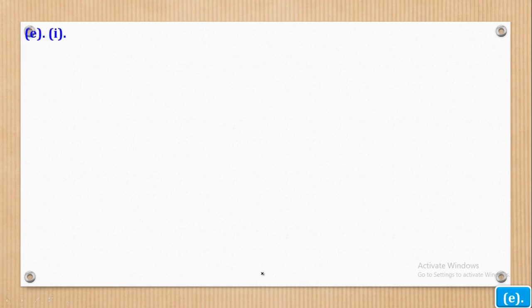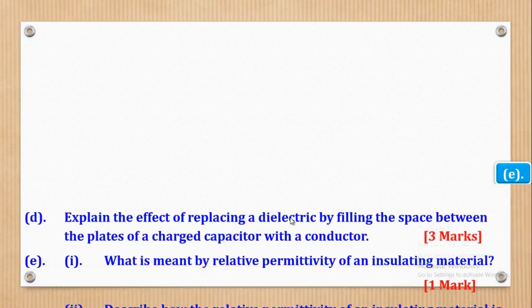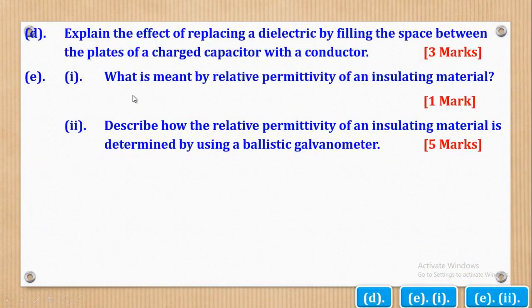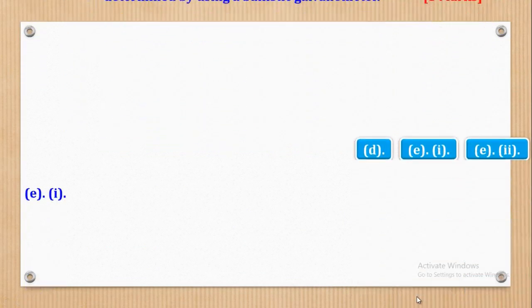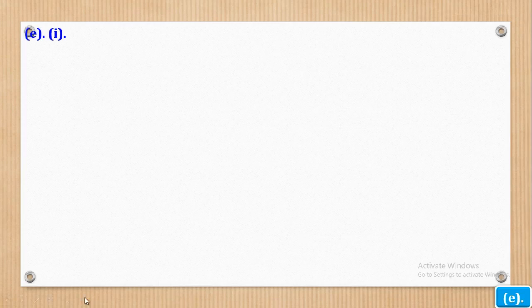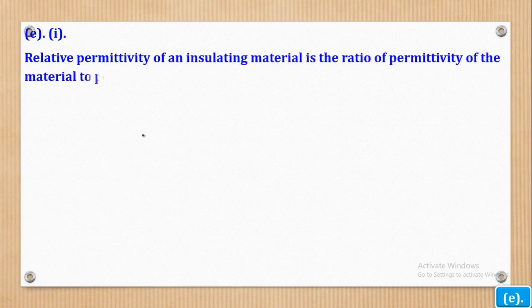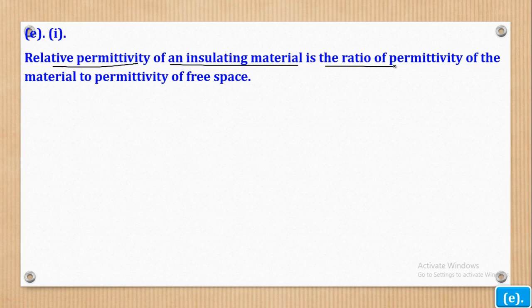So now I shall go to part E. Part E Roman 1 says, what is meant by relative permittivity of an insulating material? So you can simply say that relative permittivity of an insulating material is the ratio of permittivity of the material to permittivity of free space.